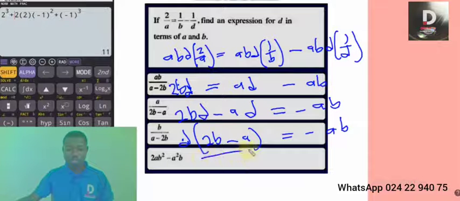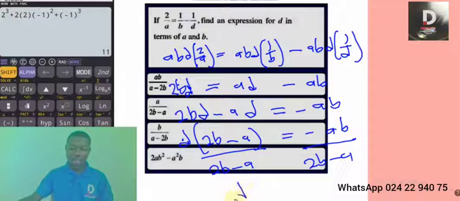So divide both sides by 2b minus a, because it's in brackets now, so it's multiplying. So it is disturbing us, so we divide. That's the opposite. We do the same thing at this side, 2b minus a. This one cancels that. Therefore, our d is equal to.